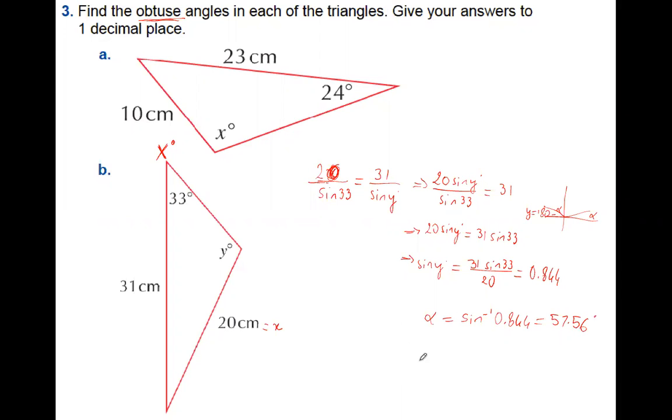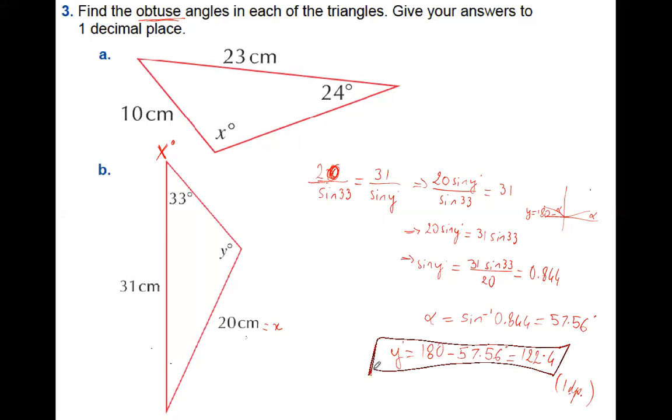And now to get my y, it's just 180 to get the obtuse angle, take away 57.56. And that's 122.44. And you're only giving it to one decimal place, so 122.4. So that would be your obtuse angle basically.